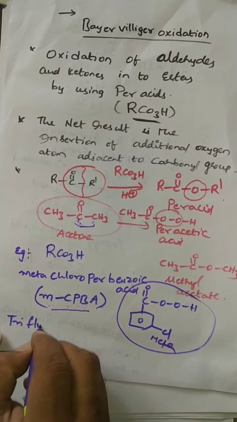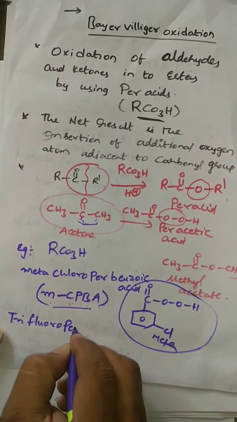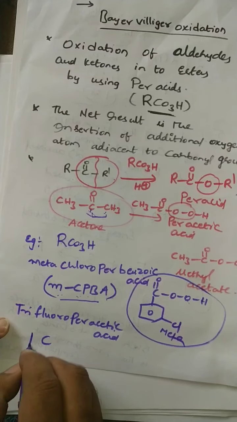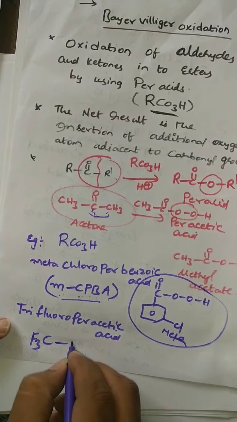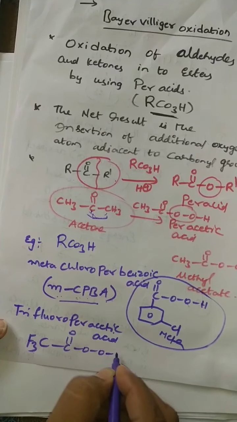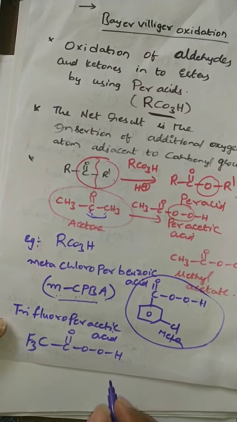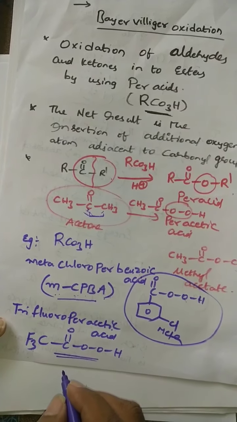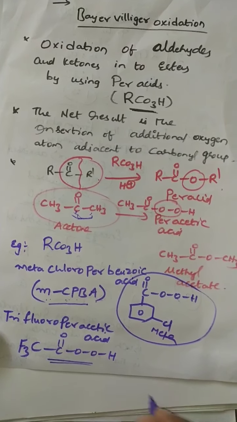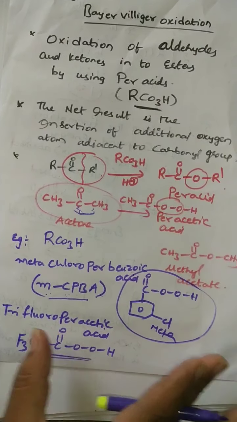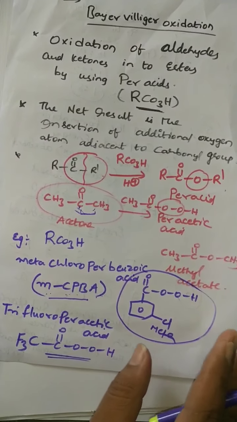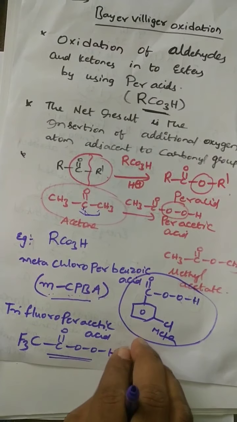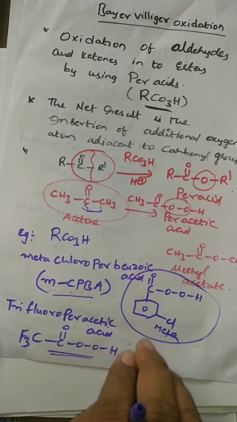In the same manner, some other examples of peracids: trifluoroperacetic acid. You know acetic acid has CH3; instead of CH3, I have taken CF3 with COOH. This is called trifluoroperacetic acid. All these are examples of peracids. In the presence of peracids, these carbonyl compounds directly convert to esters. Aldehydes or ketones are directly converted into esters. This oxidation we call Baeyer-Villiger oxidation.